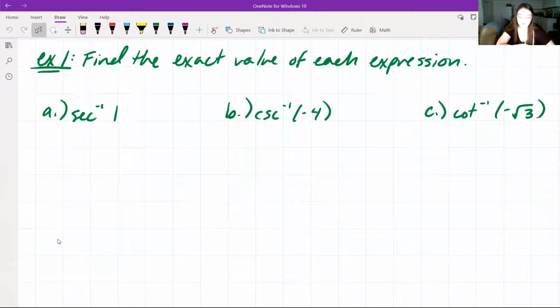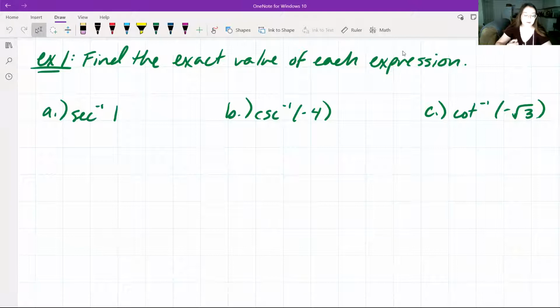So example 1: we want to find the exact value of each expression, and we're looking at 3 different expressions. We have A, the secant inverse of 1, B, cosecant inverse of -4, and C, cotangent inverse of negative square root 3. Starting with problem A, we have secant inverse of 1.